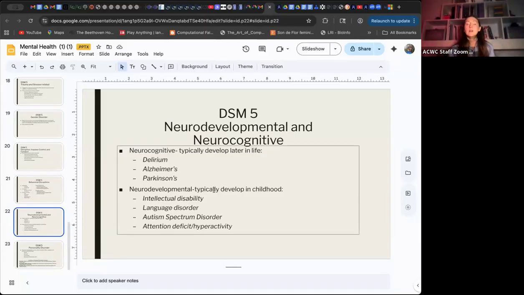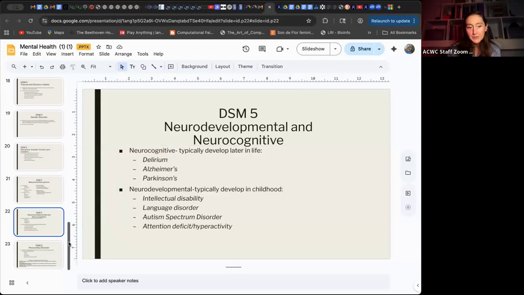Once in a while too, you might see a question where it's more broad. You have the neurodevelopmental disorders. Neurodevelopmental is more like kids, with the word developmental in there. So this is like the language disorders, the autism spectrum disorders, ADHD, the intellectual disabilities. If you get a question where it's broader like this, those are more neurodevelopmental. Neurocognitive, on the other hand, are more disorders that usually affect adults, like Alzheimer's and Parkinson's and delirium. So that's something to watch out for when you get to a question.